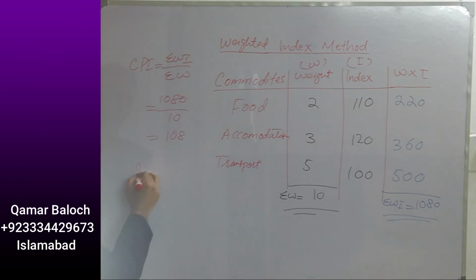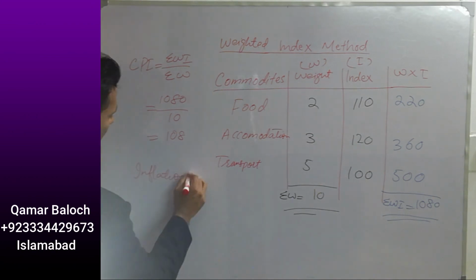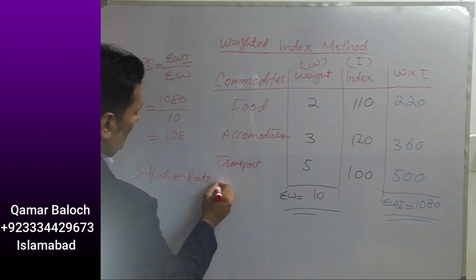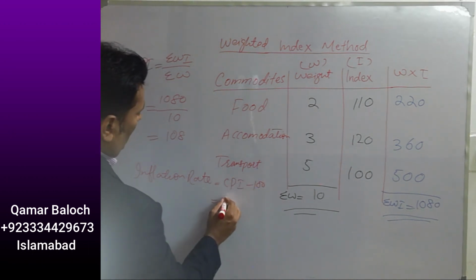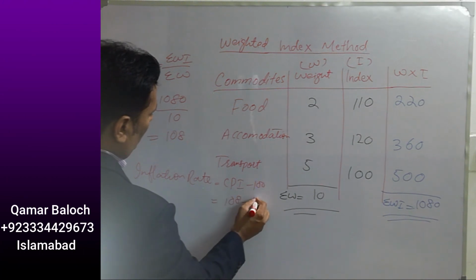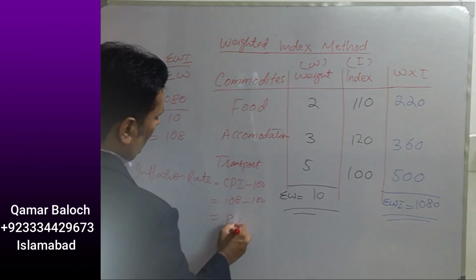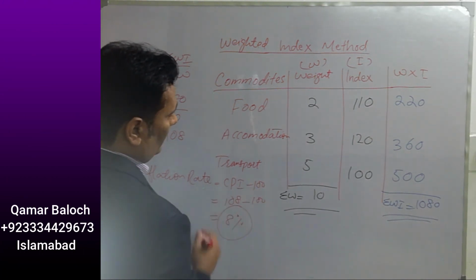So inflation rate will be equal to, we will use the same formula, CPI minus 100 of base year. Then 108 is CPI, and minus 100, then we will get 8%. So 8% will be the rate of inflation.